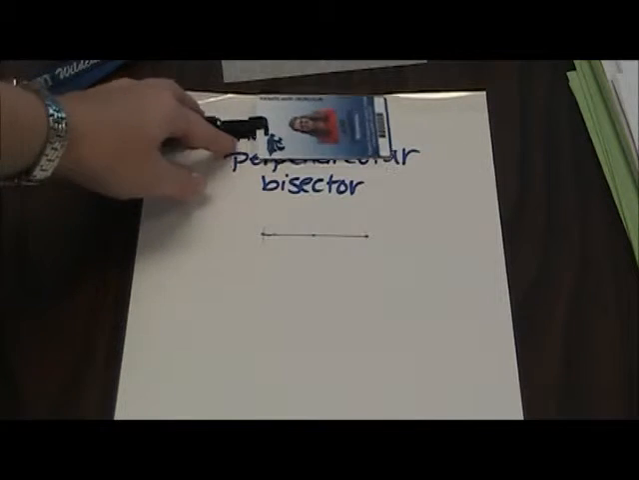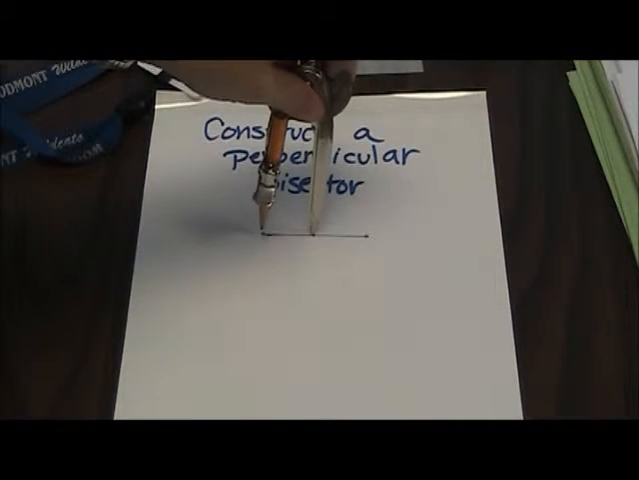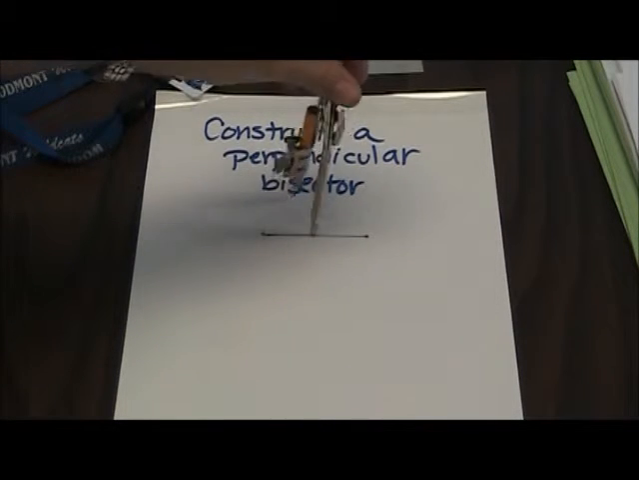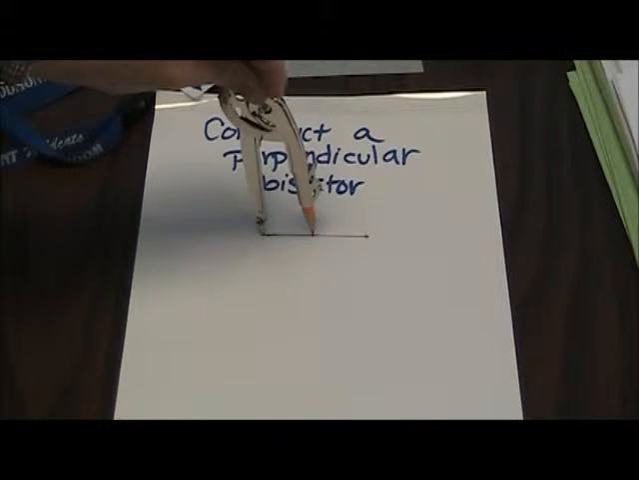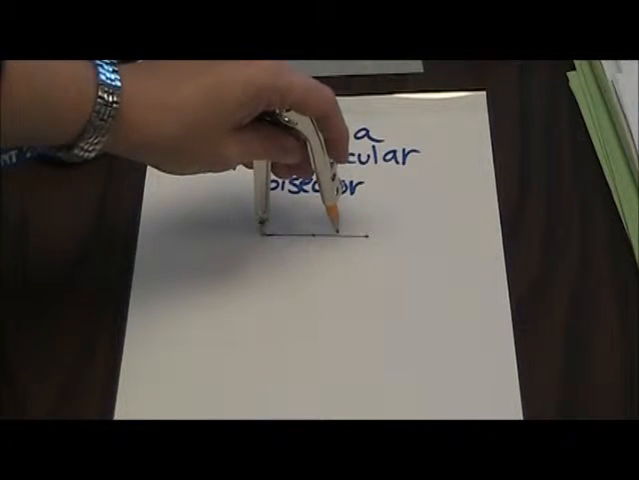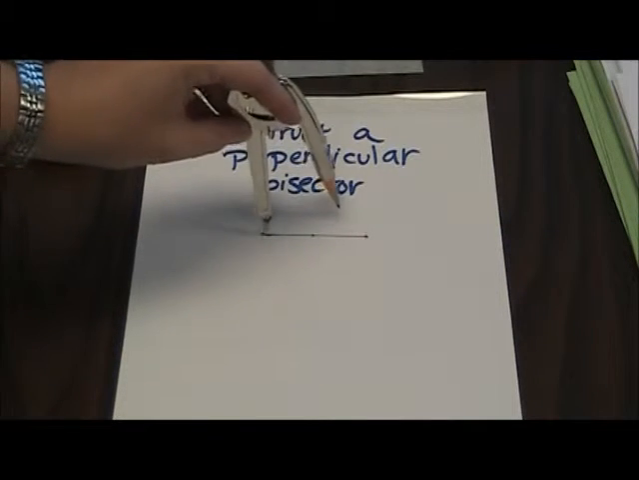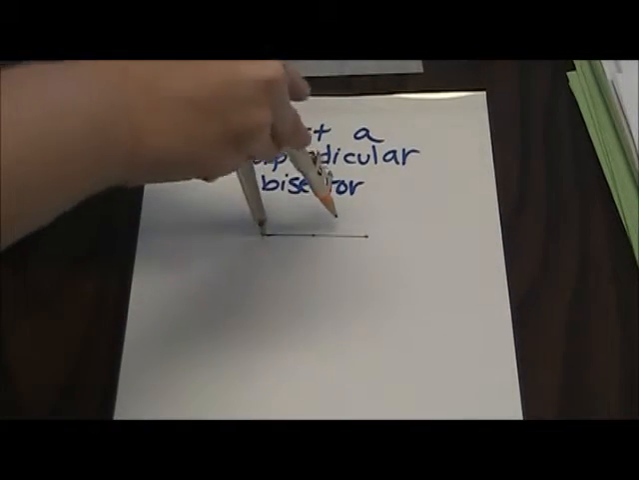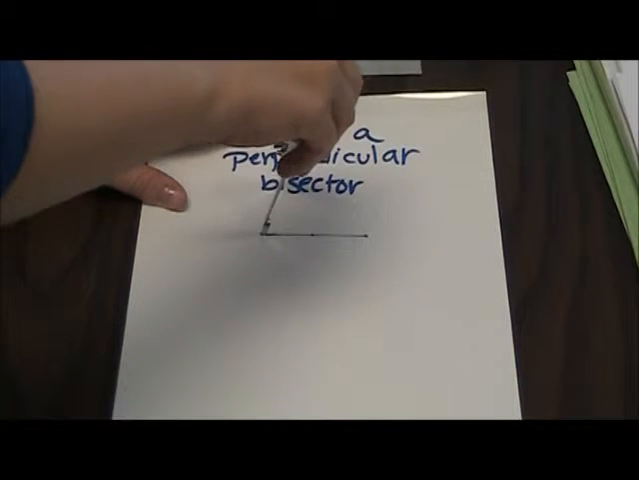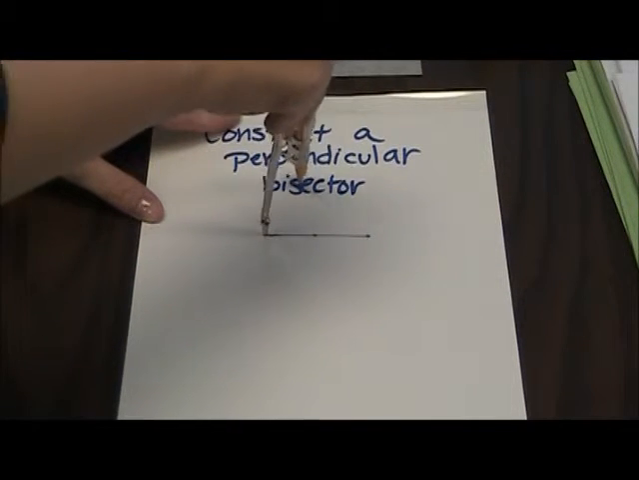Now I need to create a line that's perpendicular. And the way I do that is instead of putting my metal tip on this center point, I now put it on one of the endpoints. And I need to widen the other end out so it's past half. And then what I do is I make an arc up above the line segment. Remember, arc's just part of a circle. So move it back and forth.